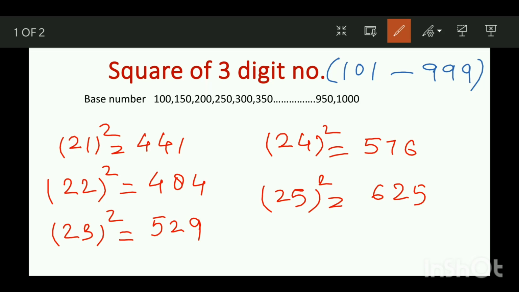Okay, for this first we have to find out the base number. The base number could be 100, 150, 200, 250, 300, 350 till 950 to 1000. It will depend on the number for which we have to find the square. And also we should know the squares till 25. Okay, so let's understand by an example.